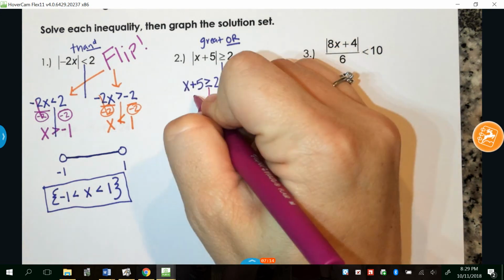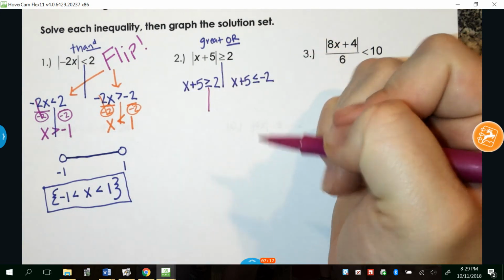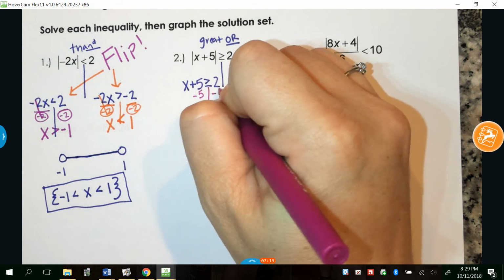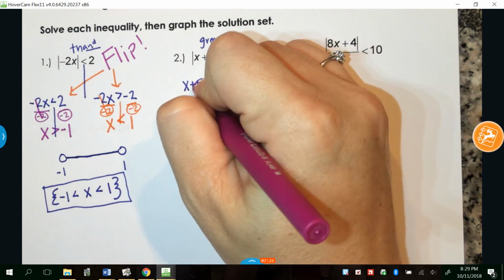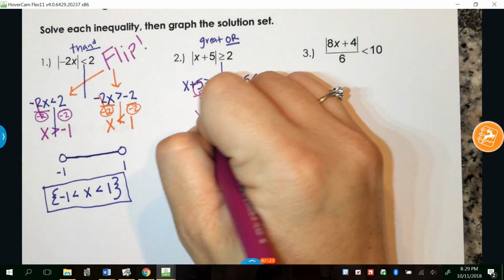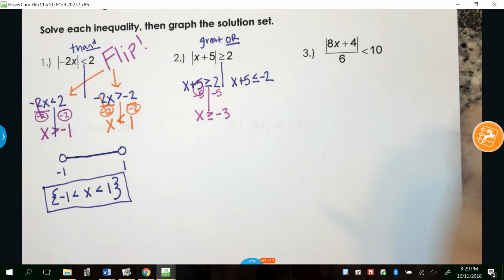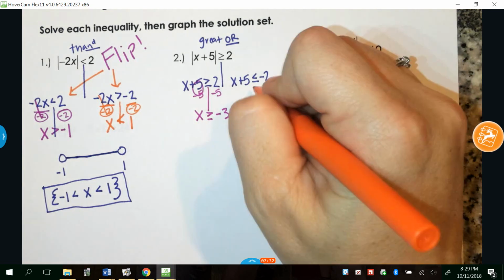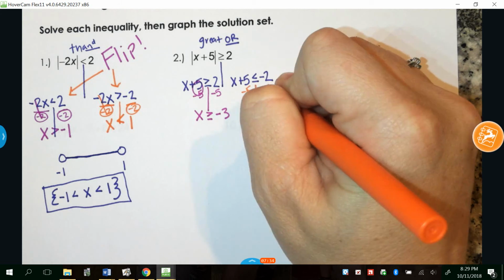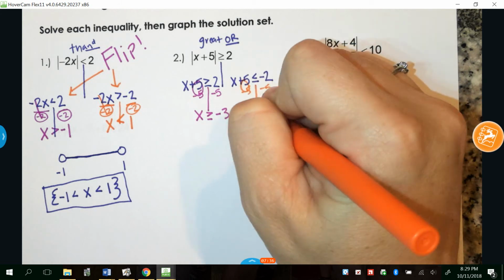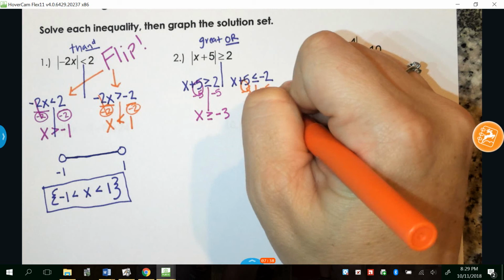So here, how do you get rid of a plus 5? You do the opposite, so we're going to do -5, -5. So 5 minus 5 is 0, and we're left with x is greater than or equal to 2 minus 5, which is -3. Okay. I'll do it again. Same step, -5, and we get x is less than or equal to -7.